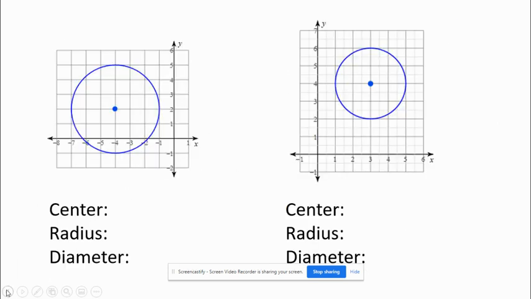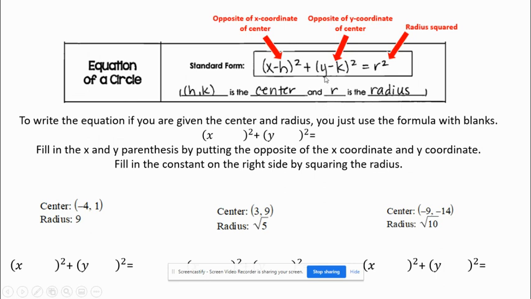Whoops, I moved ahead a page. Let's go back. In this y parenthesis, again, you'll see a negative. This negative means this is the opposite of the y coordinate of the center. And then the constant that's by itself on the right-hand side of the equation is always going to be our radius squared. So to get r, the radius, you're going to have to take the square root of that. Now, this is how we would go from the equation to getting our center and radius.